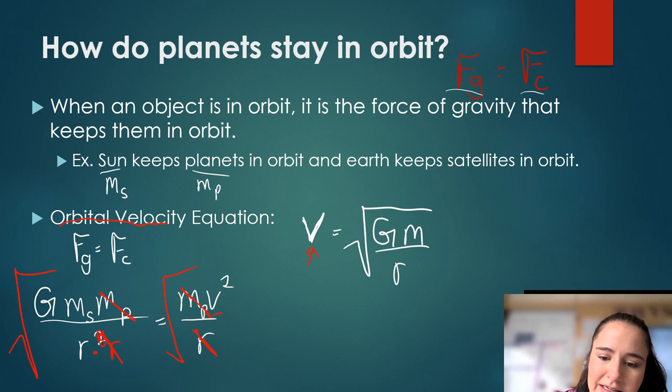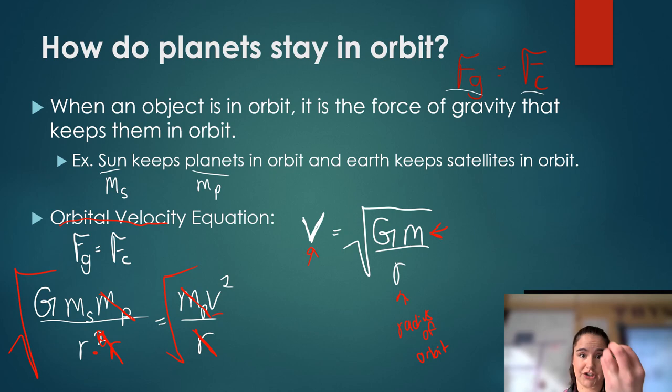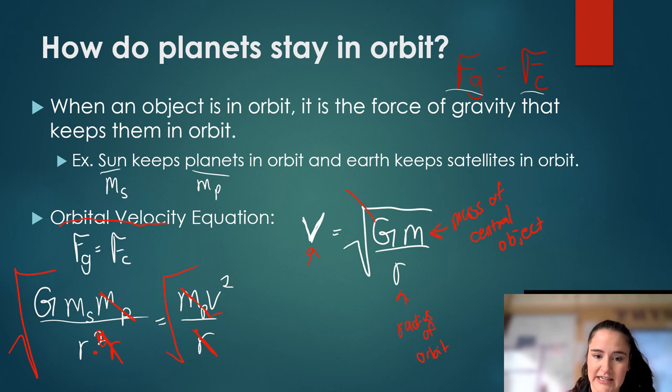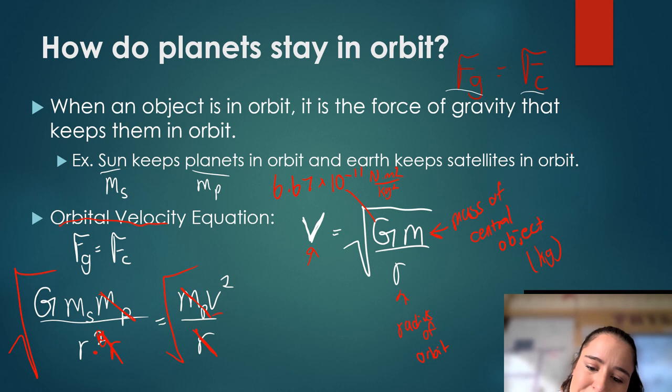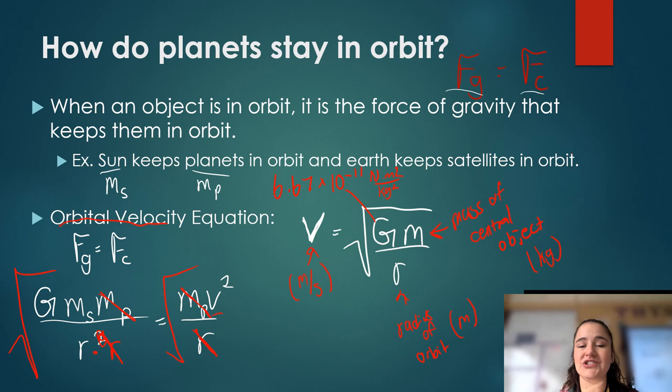R will be the radius of the orbit. Okay, the planet canceled out, so this M is going to be the mass of the center object. And of course, G is the universal gravitation constant, 6.67 times 10 to the negative 11 Newton meter squared per kilogram squared. Since those are the units that we use for G, when we talk about our mass here, it will need to be in kilograms and the radius in meters, leaving our velocity in meters per second. Okay, so that's our orbital velocity equation and will be one of our main equations for this unit.